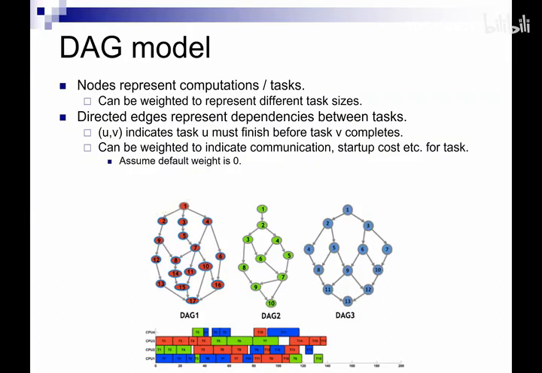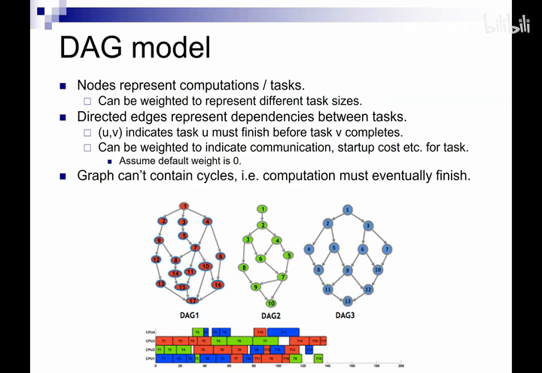So that's the model. Because this is a DAG model, it's a directed acyclic graph, we don't want to have cycles. This basically means that the computation has to finish eventually, because you can go from the top node, which doesn't have any incoming edges, and then if you keep following these outgoing edges, eventually you get to another node, which also doesn't have any outgoing edges. That's the end of your computation.